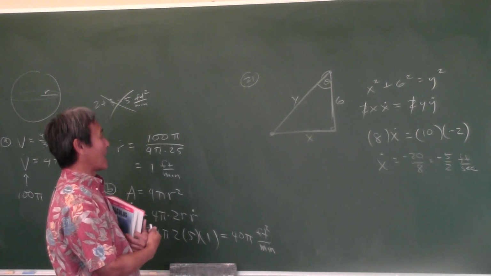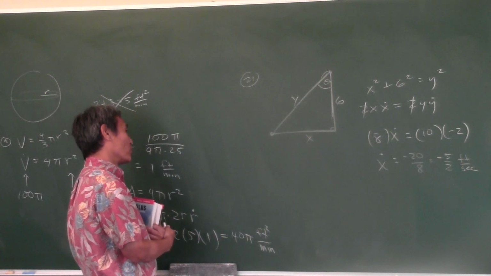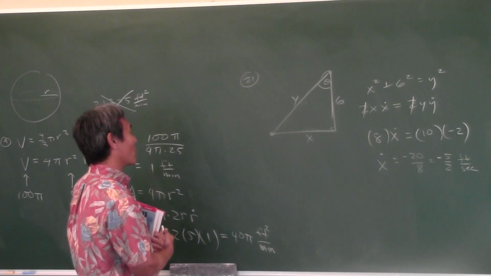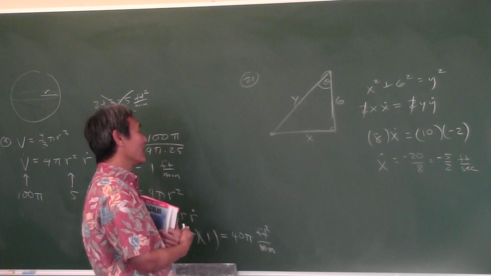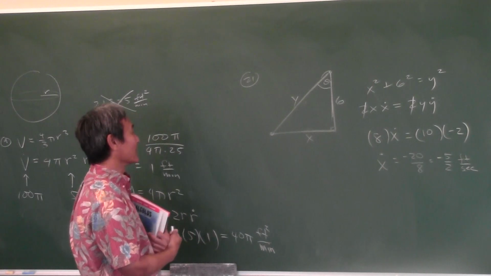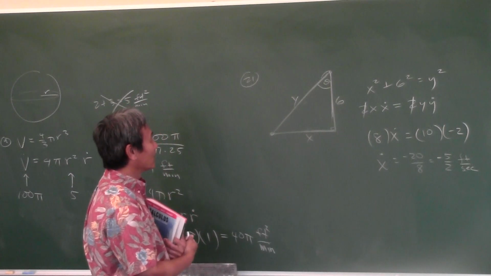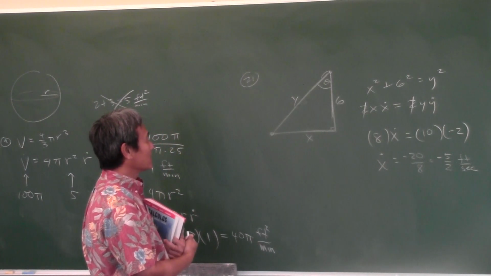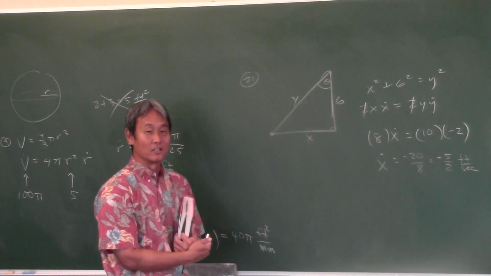Do you want to go tan theta equal x over 6, or do you want to go cosine theta equals 6 over y, or do you want to go sine theta equals x over y, or do you want to go secant theta is equal to y over 6? Cosine. Somebody pick a good one. Cosine. Tangent. Tangent is good.